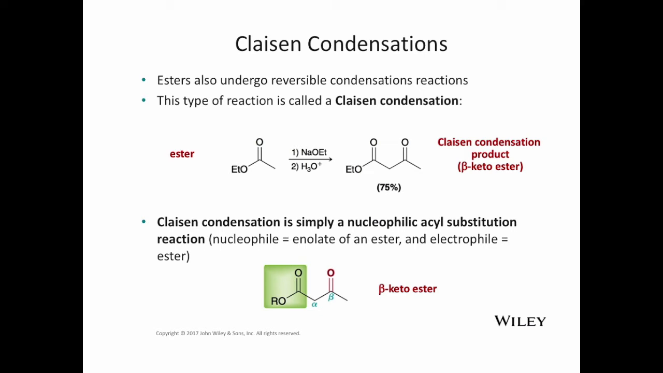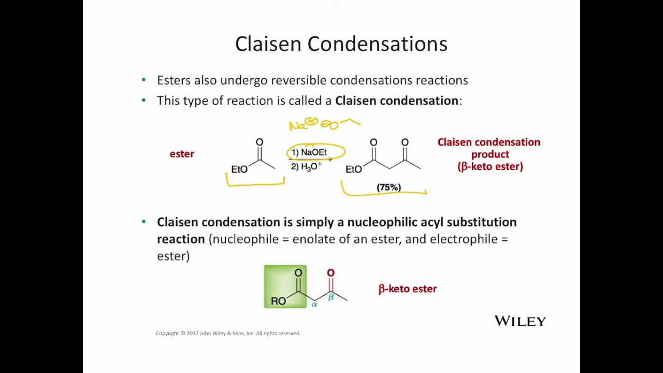So the Claisen condensation involves a condensation with esters. In this reaction, we start with some ester and we use a base like sodium ethoxide. Remember, this means that there's a sodium plus and an O ethyl with a minus charge on the oxygen. And then we follow that up with an acid workup and we get a product called a beta-keto ester.